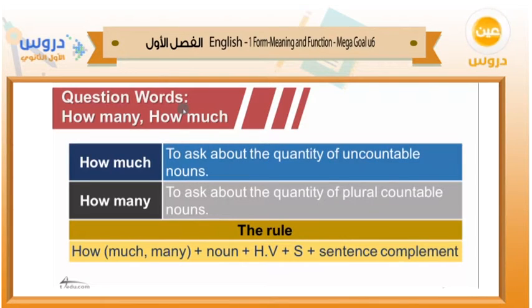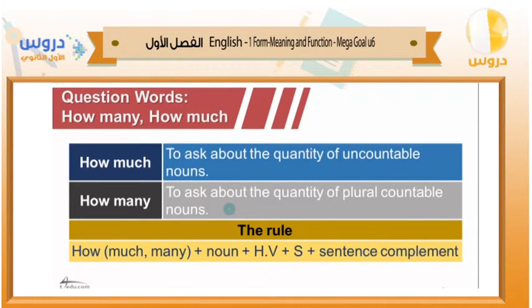So now we have some question words most of the students really don't remember to do very correctly, which is when we use how many and how much. For how much, we use it to ask about quantity of uncountable nouns. Uncountable nouns like sugar, tea, oil, anything that is uncountable. It means you cannot count it. How much sugar, how much tea, how much coffee, all of this.